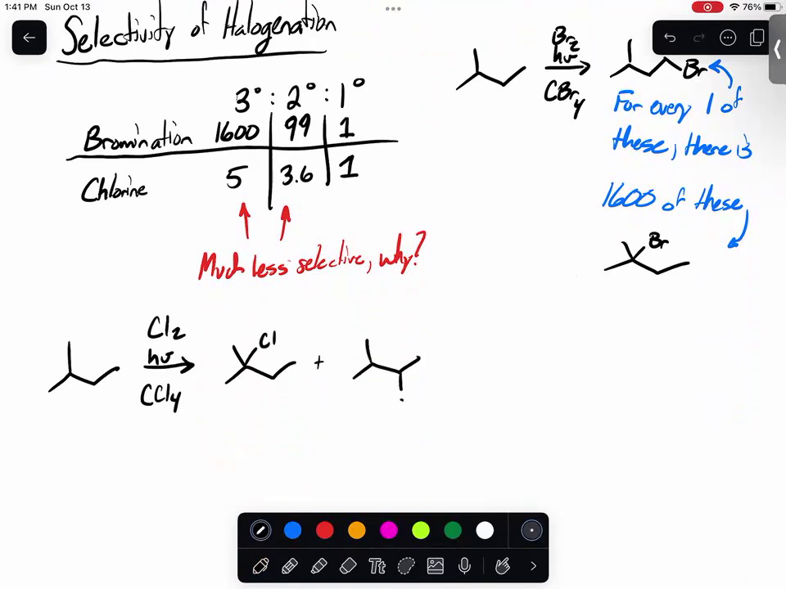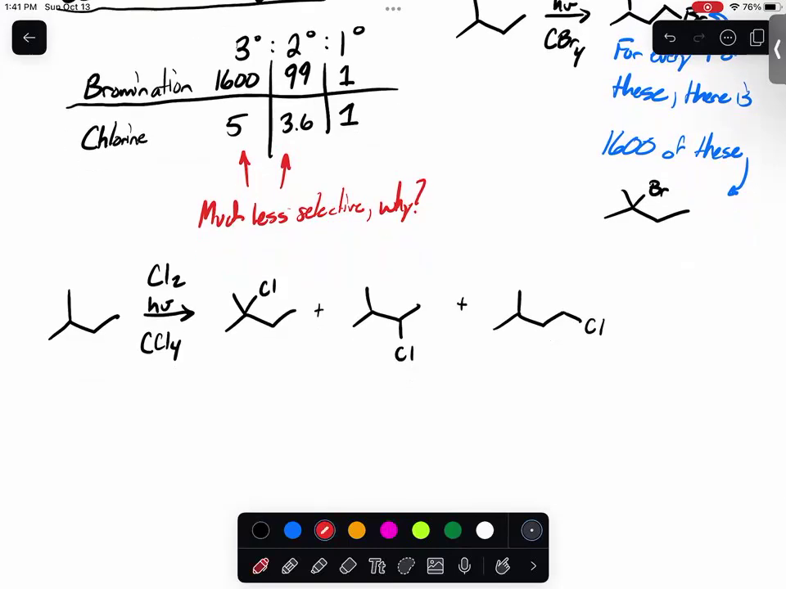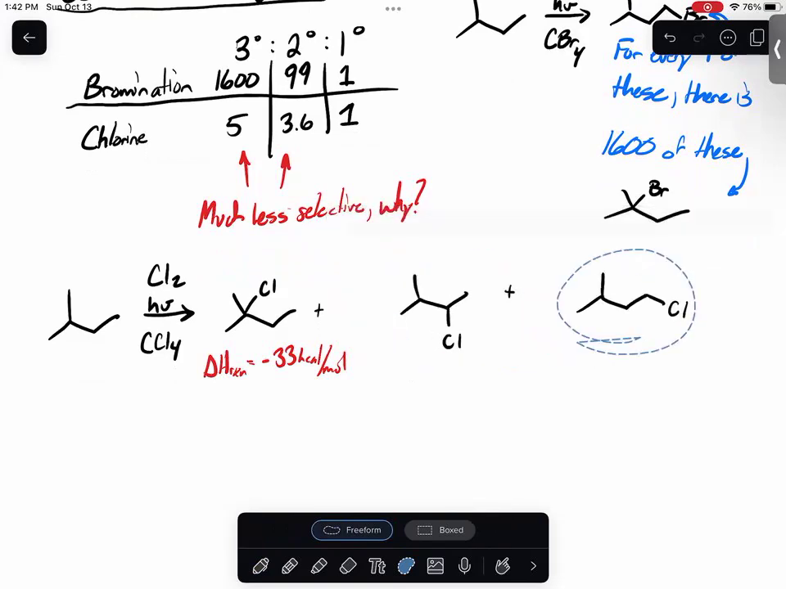I'm only going to draw out 3 of them, not the other primary, because there are multiple positions. But if you were to take these and calculate the delta H of reaction, you'd find that for the chlorine on the tertiary position, it's negative 33 kilocalories per mole. Compare that to the bromine, which was about 16 kcal per mole, and you'll find this is about twice as favorable. But that doesn't really explain anything.